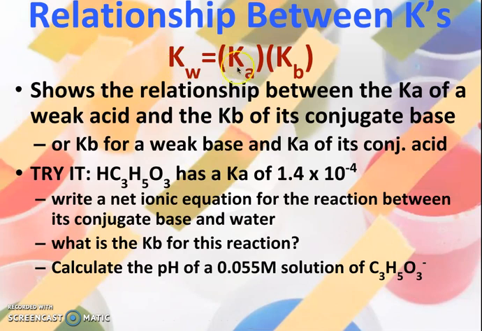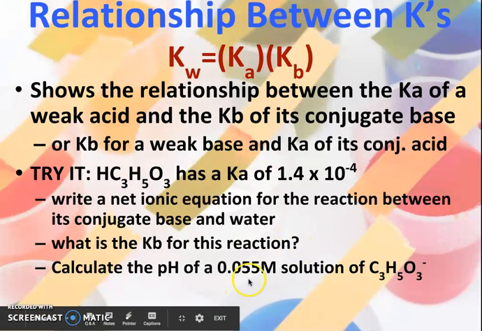All right, so because this equilibrium constant for water relates H plus and OH minus, it also relates the Ka value for an acid and the Kb of its conjugate base, or the Kb of an original base and the Ka of its conjugate acid. They will be related to each other. So if I have this weak acid, it's lactic acid, given a Ka value, let's see if we can write the net ionic equation for the reaction between the conjugate base for this and water, set up the Kb, and then calculate the pH of that solution. Kind of put this all together.